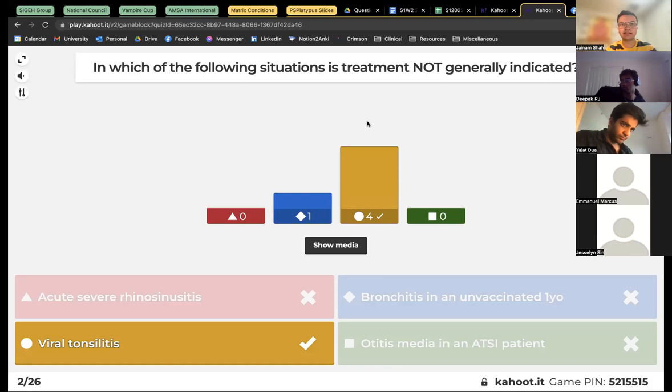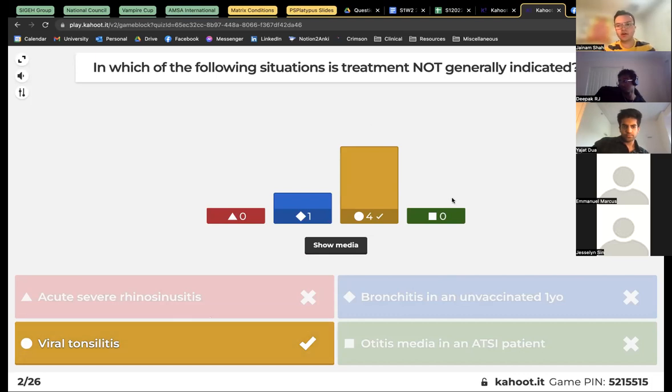Generally, rhinosinusitis is something that you wouldn't treat. The only thing is that because it's acute severe, we have red flags that potentially this will require intervention. Same with otitis media, especially in a high risk population, which you definitely need to keep in mind, because we don't want that to get worse. For example, you could get blue ear. It's not very pleasant to have an infection like that. Same thing with bronchitis. Things like these can get really bad really quickly. The key thing to keep in mind is that they've given you specific demographics. An unvaccinated 1-year-old is definitely going to get worse. An ATSI patient is your high risk population. So viral tonsillitis is the final answer here.